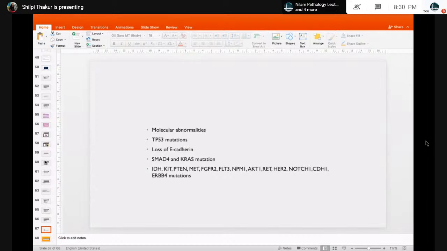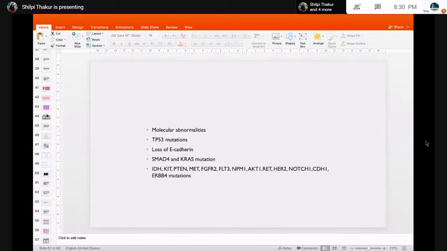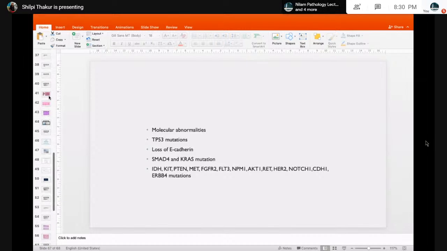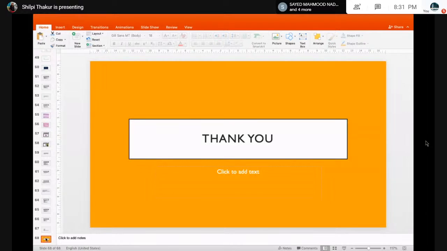So I think the most important thing from the exam point of view are the gastric carcinomas that we see, and also the adenomas, dysplasia, and practically the important thing is about the HER2 status. So I have tried to cover these topics in detail. So this brings us to the end of this discussion.